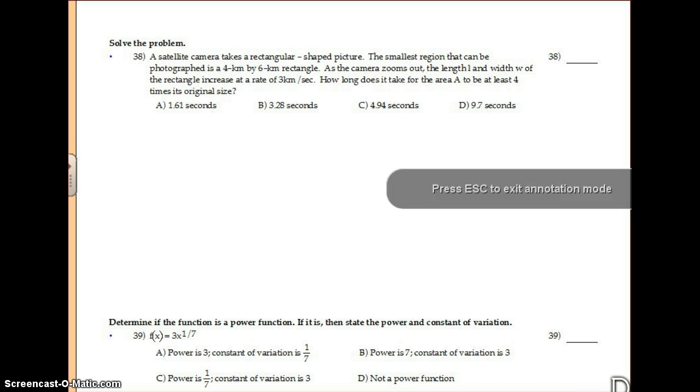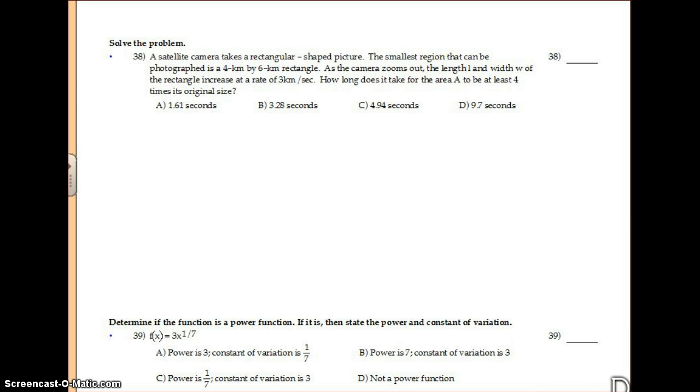Okay, for number 38, we have a word problem. It says a satellite camera takes a rectangular shaped picture. The smallest region that can be photographed is a 4 kilometer by 6 kilometer rectangle. As the camera zooms out, the length L and the width W of the rectangle increase at a rate of 3 kilometers per second. So the increase is the same for both length and width. How long does it take for the area to be at least 4 times its original size?